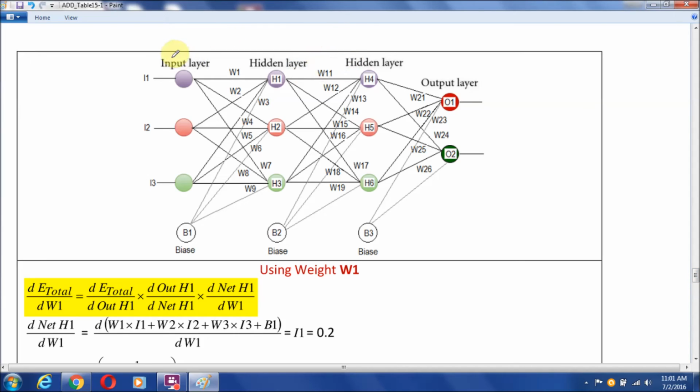So now, how to propagate the error here? Error propagation works like this: suppose we just consider this connectivity, then we can see a very simple trend of error propagation. Here it is net O1, the activation function, sigmoid function, out O1. Here again it is net H4, out H4. Here again net H1, out H1. So now you can easily see the trend of error propagation.